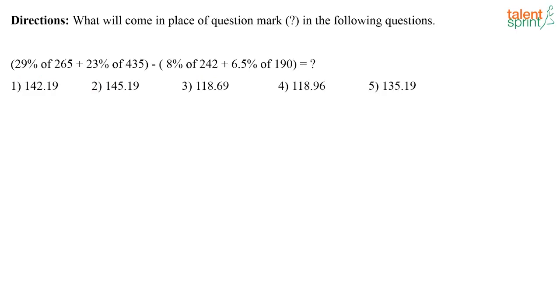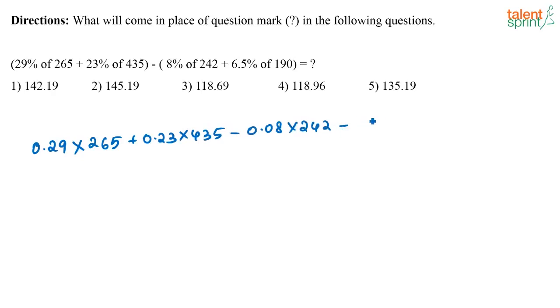See, the disadvantage of the digital root method is that many times it doesn't work for the question, especially when more than two options have the same digital root. But here it works fine. So let me rewrite the question in such a way that it's easy for us to calculate the digital root. So what is given here? 29% is nothing but 29 by 100, that is 0.29. So 0.29 into 265 plus 0.23 into 435 minus 0.08 into 242 minus 0.065 into 190. These are the numbers that I have.